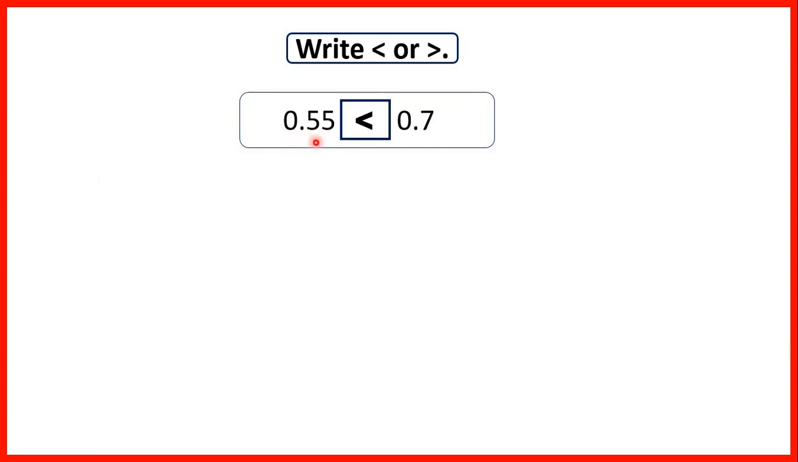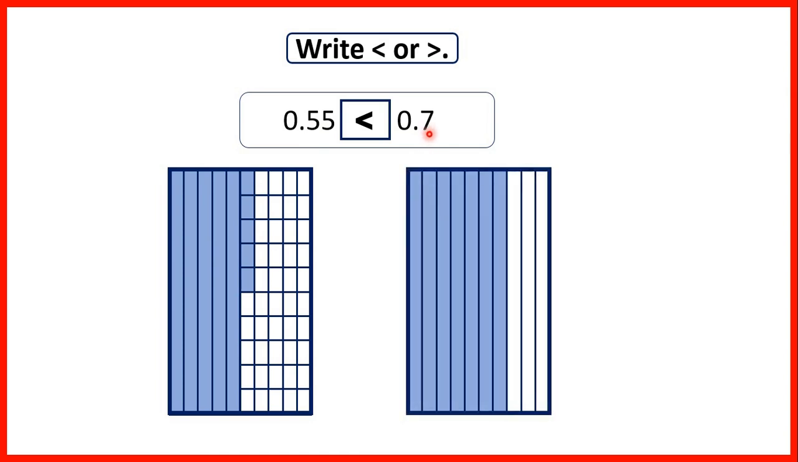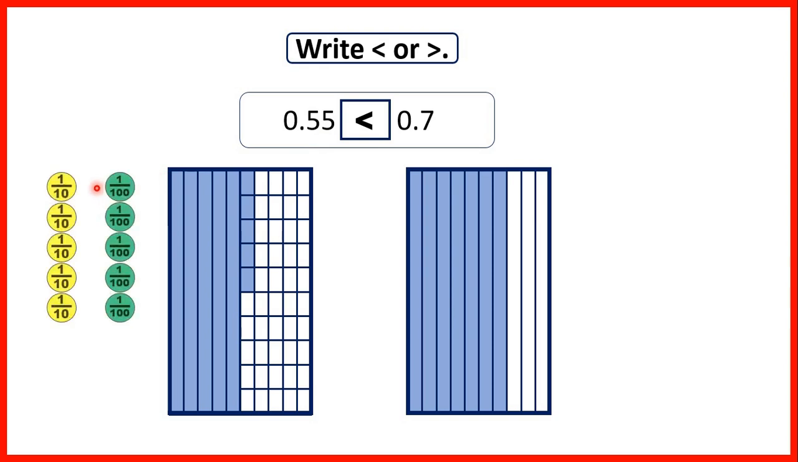Then 0.55, so 5/10ths and 5/100ths, and 0.7, so 7/10ths. We can see that 0.7 is larger. With place value counters, for 0.55 we can show 5/10ths and 5/100ths, and with 0.7 we can show 7/10ths. So, for this first number, because we only have 5/10ths, it doesn't matter how many hundredths we have, 0.7 is our larger decimal.